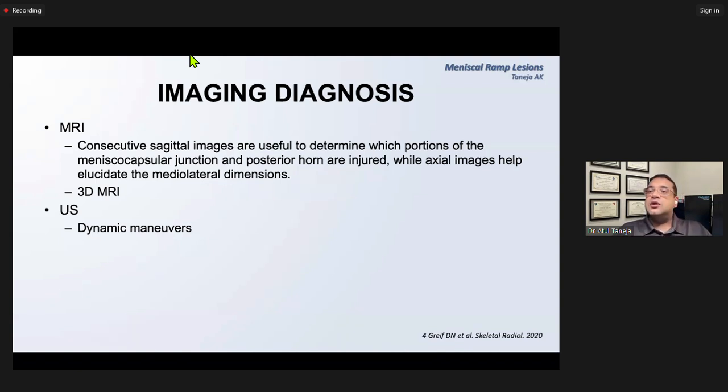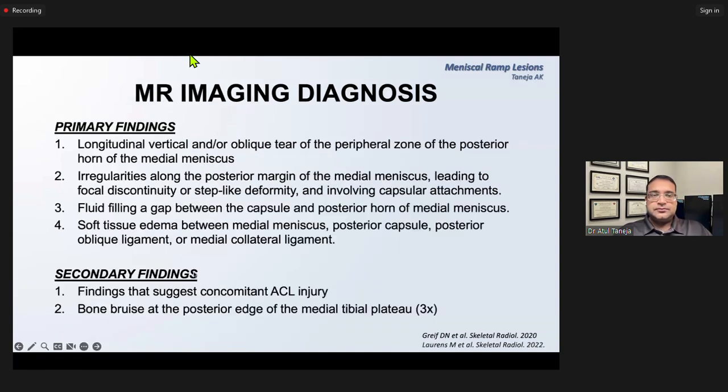And we can also advance to modern techniques like 3D MRI. I'll show you some nice images now. Ultrasound is very interesting because after you learn how to do it, there are specific maneuvers I'll show you also that you can try to assess the ramp lesion under ultrasound.